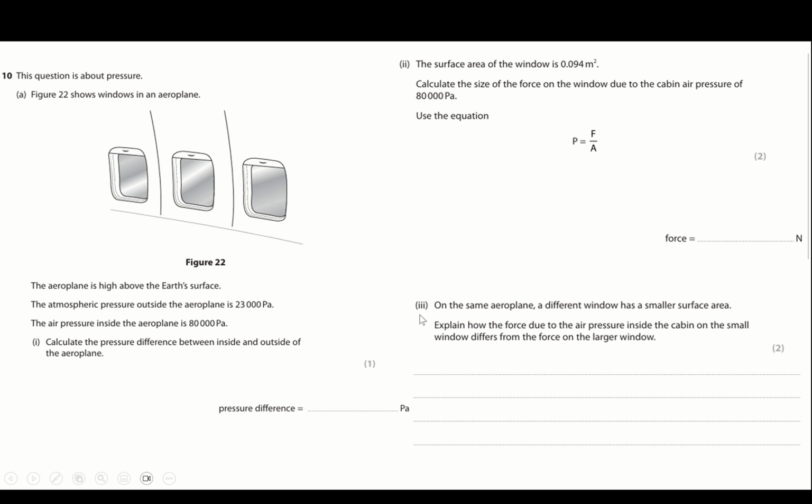Last question, question 10. This question is about pressure. We've got some windows in an aeroplane. They are windows with shutters so you can have some sleep. The aeroplane is high above the Earth's surface.